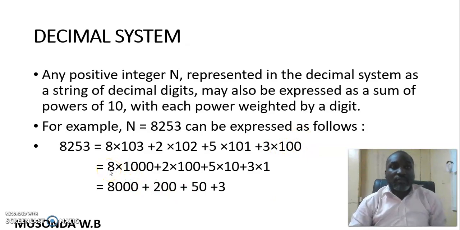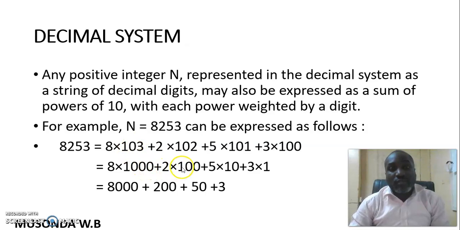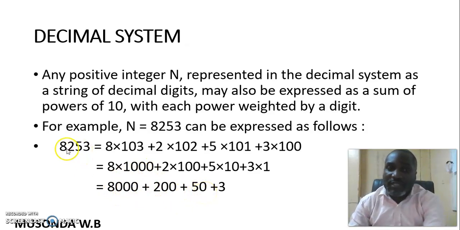Now, 8 will be multiplied by 1000. The 1000 is 10 to the power 3. And you're going to add that to 2 times 100. The 100 is coming from the 10 to the power 2 there. And we have plus 5 times 10 to the power 1, which is basically a 10. And then we have 3 times 10 to the power 0, which is 3 times 1. Now, we know that any number raised to the power 0 is 1. After that, we are going to add the multiplied numbers. So we have got 8,000 plus 200 plus 50 and then plus 3. So this gives us 8,253.